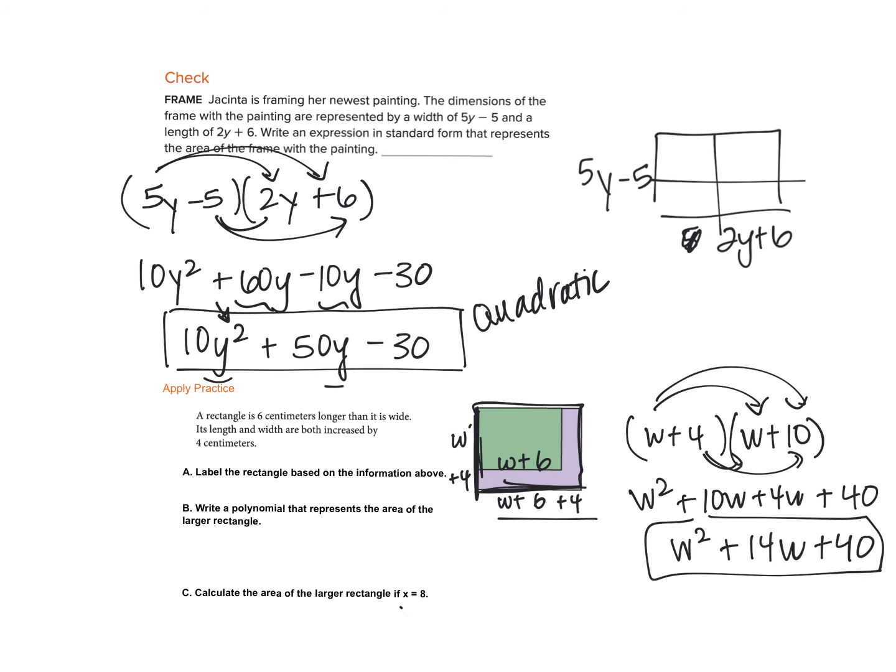Now it says, could you calculate the area of the rectangle if w equals 8? So basically, if I plug in 8 everywhere there's a w, I would do 8 squared plus 14 times 8 plus 40. Then I would just have to work that out and actually get the number, which I'm not going to do because I don't have a calculator on me.